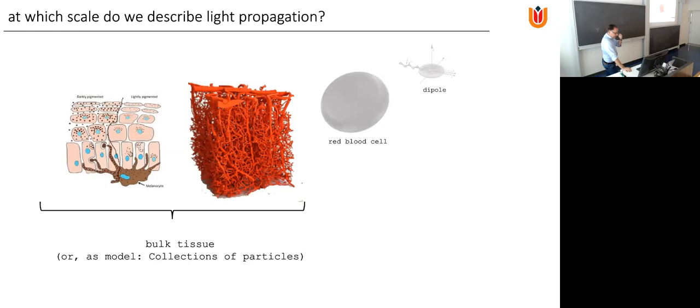So that was all about single particles. What we're going to do now is to try to look a little bit further than that, slowly working our way into bulk tissue. The model that we're going to use for bulk tissue is to see if we can model it as a collection of particles, and see how the scattering behavior of that collection of particles behaves.